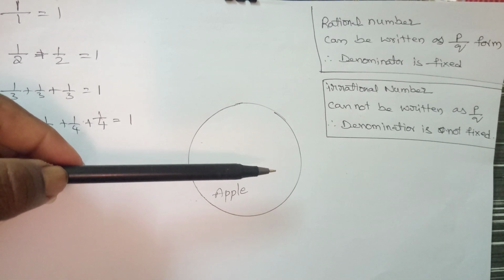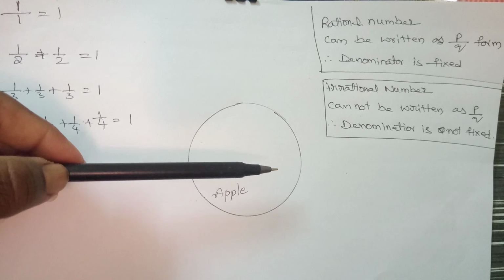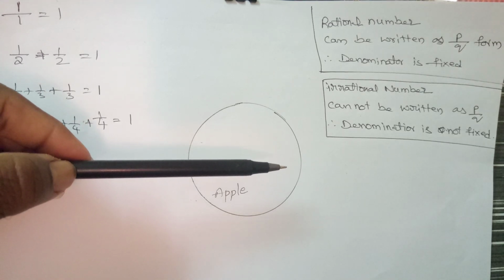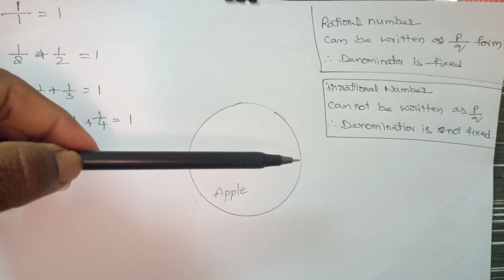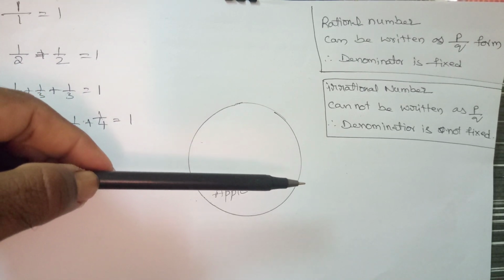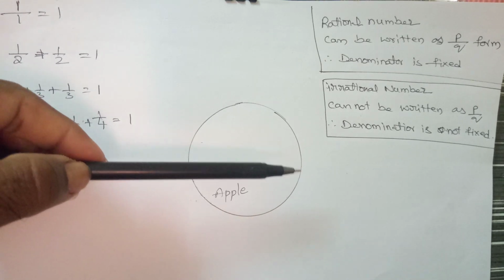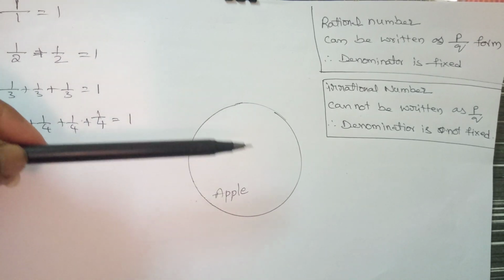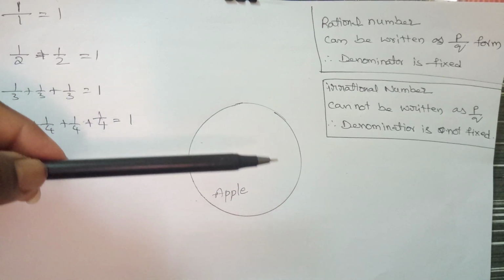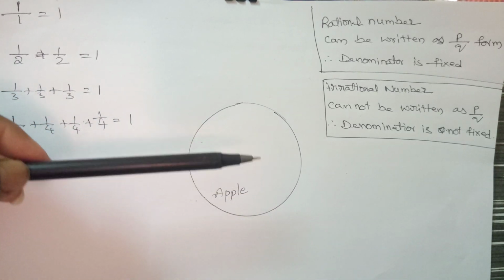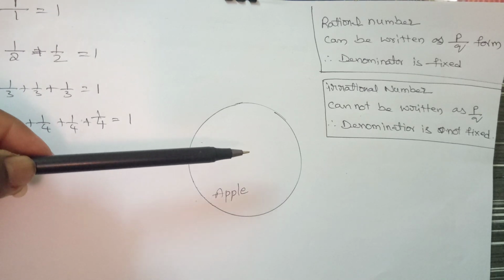And you cannot write it in P/Q form. That means you cannot write it as numerator by denominator. Of course, the numerator is 1. The denominator is unknown. Unknown means it keeps on changing. The number of students is increasing and the denominator is changing. And you cannot decide how many parts this apple is going to be cut into.